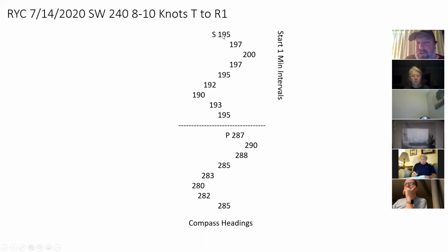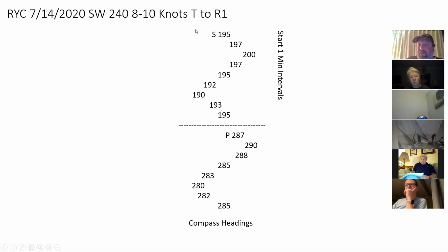So you start sailing on starboard tack. That's what the S is for. We started on starboard. We saw 195. A minute later, we saw 197. A minute later, we saw 200. And then we saw the number keep dropping: 197, 195, 192, 190. There's the other end, see? And then at 190, it started to come back to the middle.